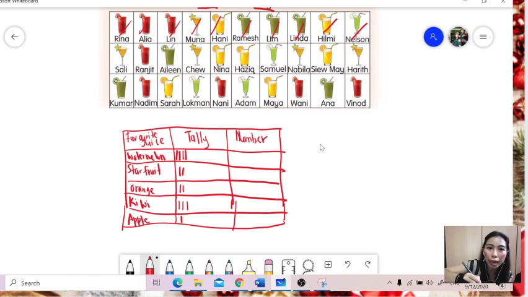Okay. Eileen is kiwi. So this is also 4. 1, 2, 3, 4. Chu is star fruit. Nina is orange. Okay, so I just cross the one until Nina. And Hazik is orange. So 4 also. Samuel is apple. Nabila is star fruit. So 1, 2, 3, 4.